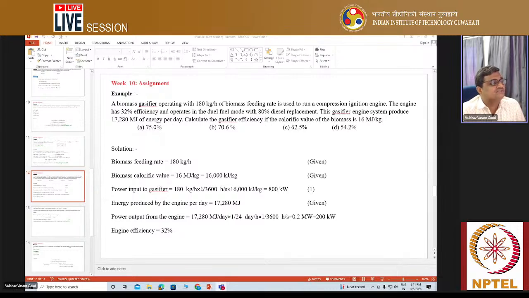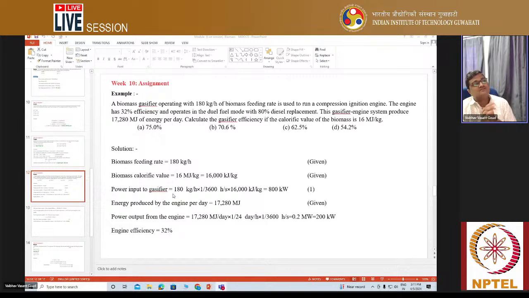Now we are converting hours into seconds, so that once we have kilojoule per second, we can convert that unit into kilowatt. This is a simple conversion. We convert hours into seconds and multiply by the calorific value, because calorific value is nothing but the heating value of this biomass. Once you multiply, the kilogram and the hour get cancelled, and we get kilojoule per second, which is kilowatt. So this is the power input to the gasifier.